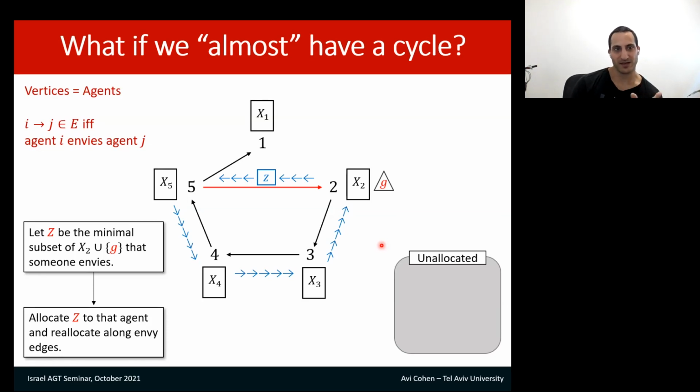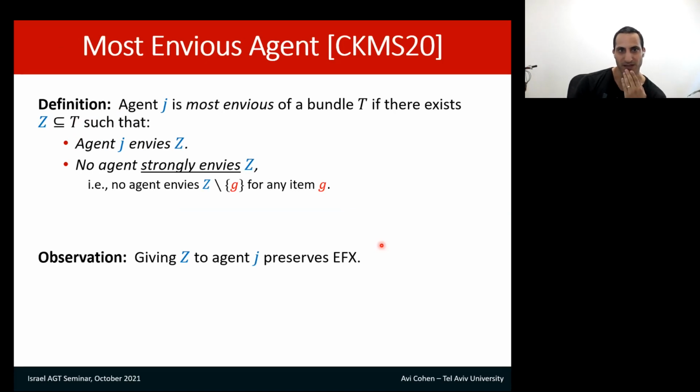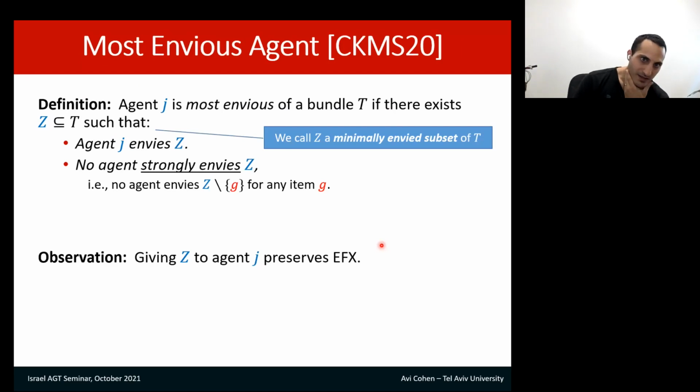Okay, now this was a bit vague, so we'll make it more formal in definitions. What do we mean by the minimal subset? We first define the most envious agent. Agent j is most envious of a bundle T if there exists a subset Z of T such that agent j envies Z and no agent strongly envies Z, meaning no agent envies a proper subset of Z. The most basic observation is that giving Z to agent j preserves EFX as long as we haven't made any other agent worse off. Then the set Z, we call it the minimally envied subset of T. Okay, was that clear? Does someone have a question? Because it's a basic notion in the proof.